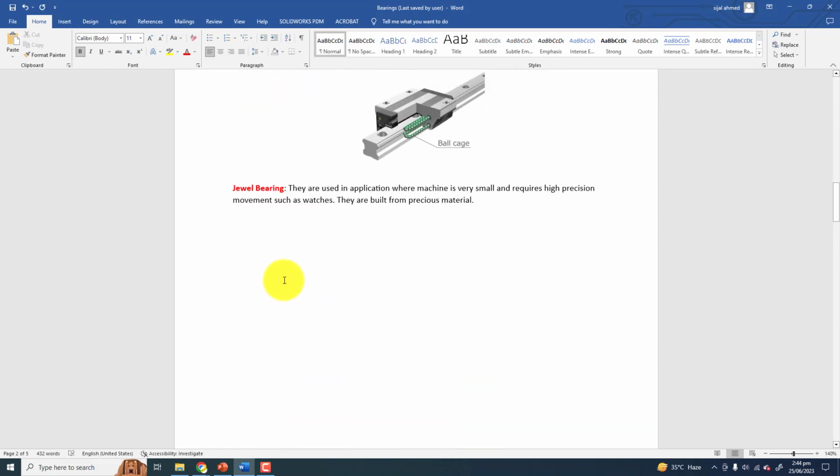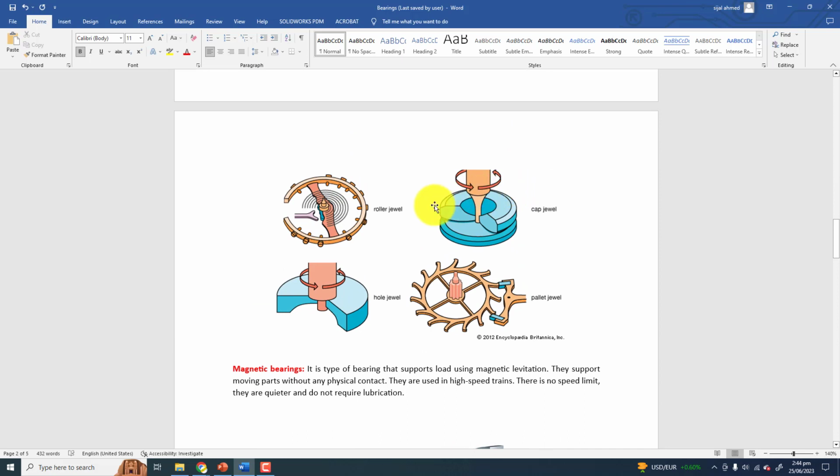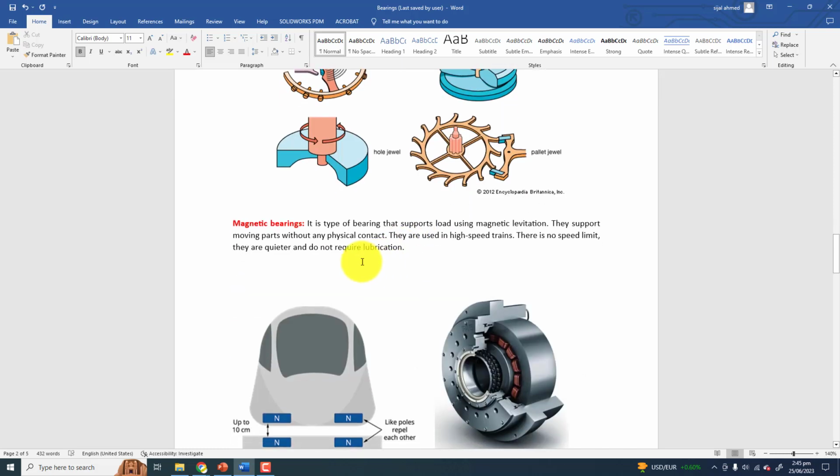Then we have jewel bearings. As the name suggests, they are used in some sort of jewelry-like machines, where the machine is very small and requires very high precision movement, such as in watches. They are also not built from simple materials like iron, steel, or other metals, but from precious materials. You can search in books or on Google. These are some designs for jewel bearings: the roller jewel, the hole jewel, the pellet jewel, and the cap jewel.